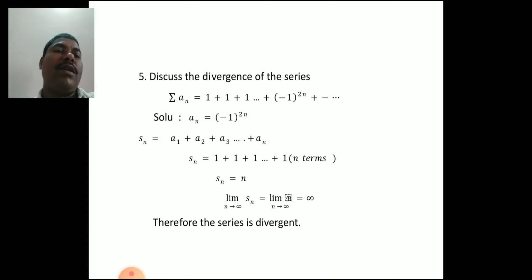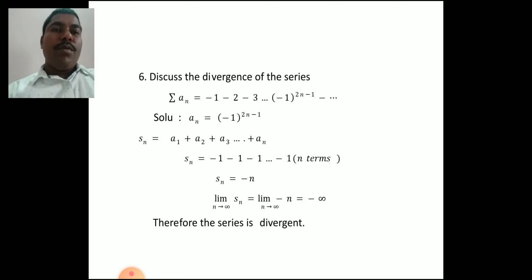So take limit on both sides. We get limit of Sn as n tends to infinity is equal to limit of n as n tends to infinity. When we apply the limit, we get the limiting value is infinity. So that means the sequence Sn is divergent. Then the given series summation an is also divergent.